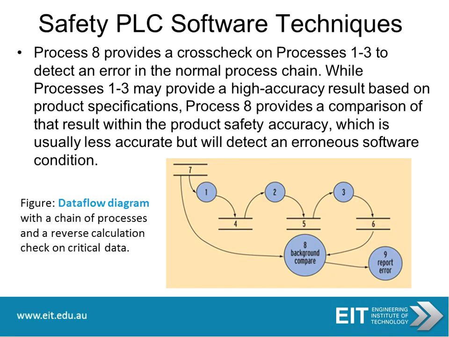Here's an example of a data flow diagram with a chain of processes and a reverse calculation check on critical data. Here you can see process 8 provides the cross-check on processes 1, 2, and 3 in the normal process chain. While processes 1 to 3 may provide a high accuracy result based on product specification, process 8 provides a comparison of that result with the product safety accuracy, which is usually less accurate, but it will detect any erroneous software condition.